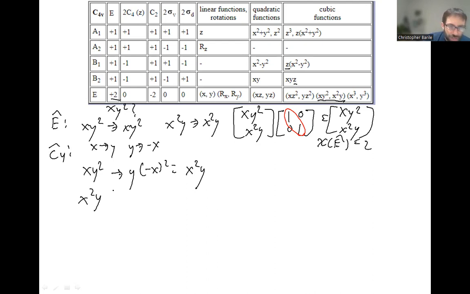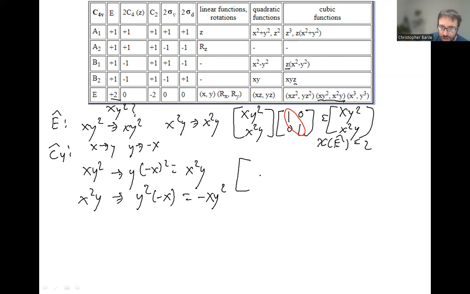Now this one better be 0. So let's work through this. So we did xy squared goes to x squared y. What about now x squared y? We know that these transform together. Well, x went into y, so we get y squared, and y went into negative x, so we're going to get times negative x. So this is equal to negative xy squared. So it's the negative of this one.